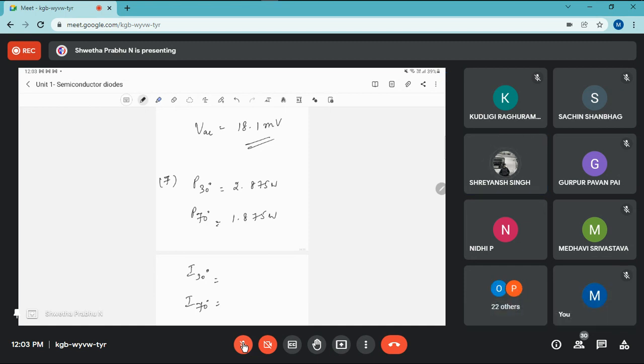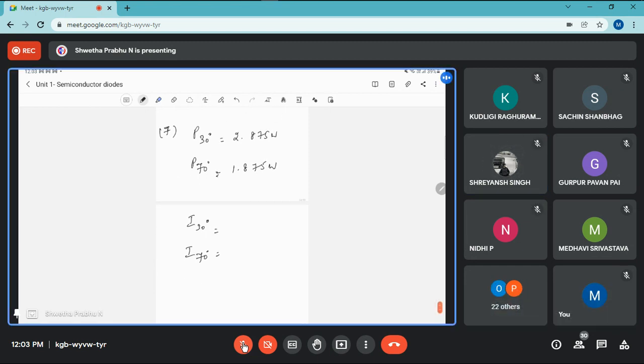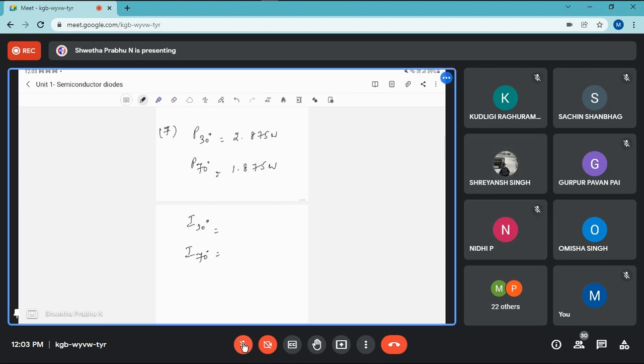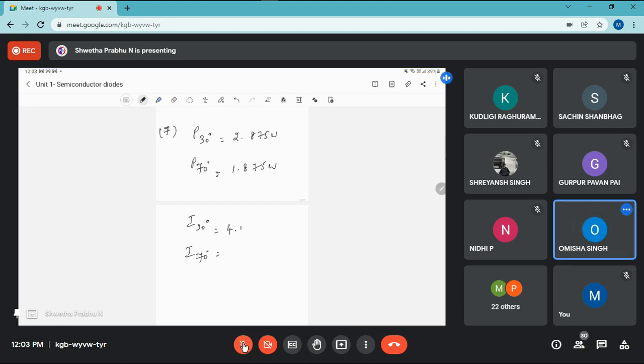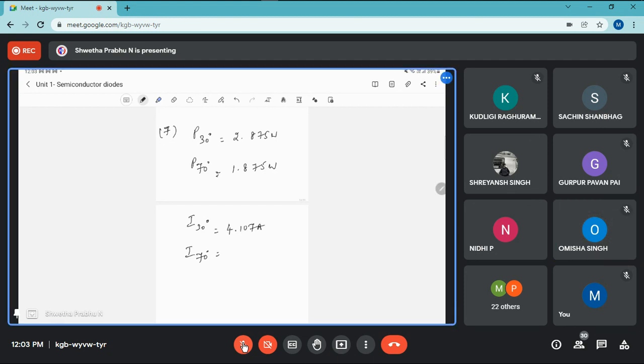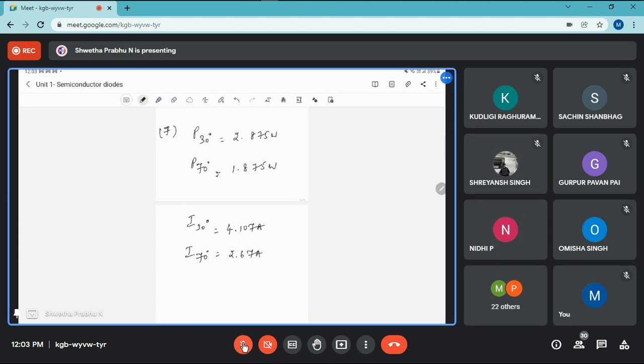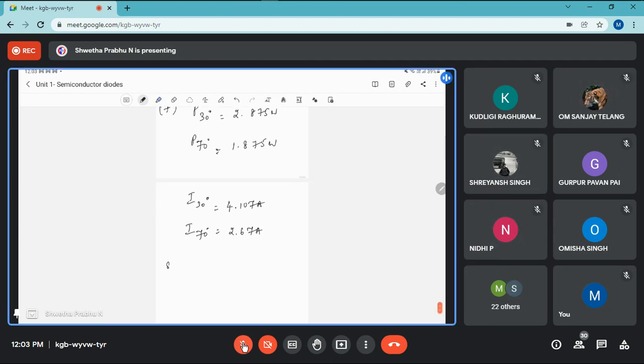1.875. Okay, current value 4.11, 4.107. 4.11 ampere. Just a second. 2.67, 4.107 amperes. Yes, ma'am. 2.67 or 2.68 amperes. 2.67. Correct. Okay. Next question.